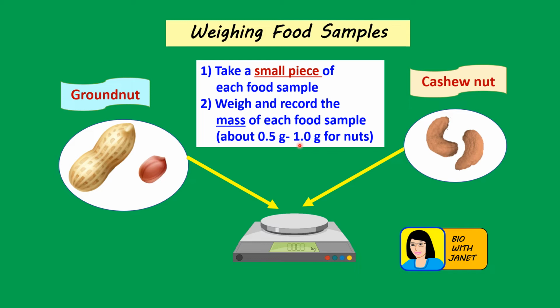If the water in the boiling tube boils, the experiment will not be accurate because the water will boil at 100 degrees Celsius and there's no more increase in temperature, although the heat is being released from the burning food. So we must not allow the water to boil for this experiment. So the mass that is used is not that much, it's around 0.5 grams to 1 gram for each nut. This is for nuts. For other food samples, it may be different.